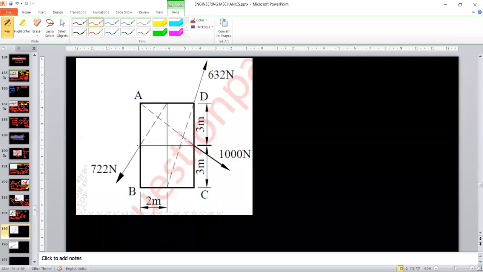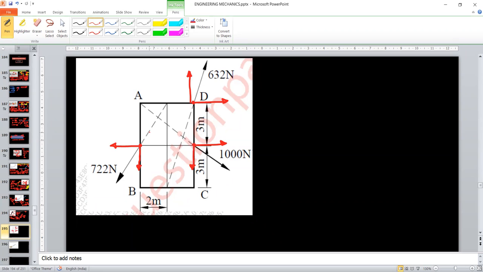So for the resolution, resolve the first force, which is 722 Newton at this point. So this is the X component and this is the Y component. Resolve 632 Newton at the D point. So this is the X component. This is the Y component. And resolve this 1000 Newton at this point. So this is the X component and this is the Y component.